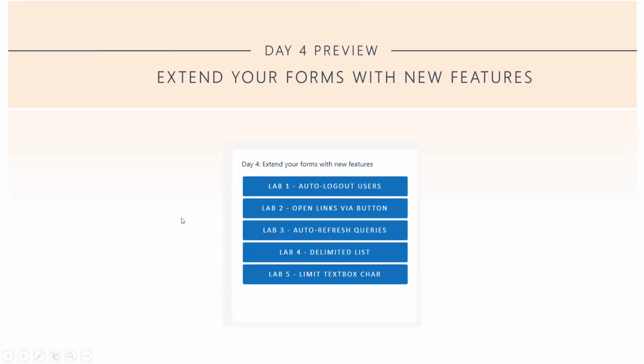And then lab 5. So that's about limiting text box characters, and you've seen this already in Authy, where the verification code automatically goes to the next digit because it has reached the character limit, which is 1 digit only. So that's the technique we're going to show you in lab 5. So that's the day 4 preview. Hope to see you again tomorrow, our last day of training class.